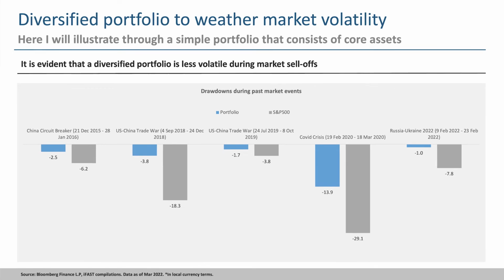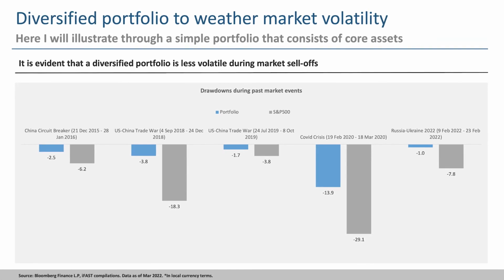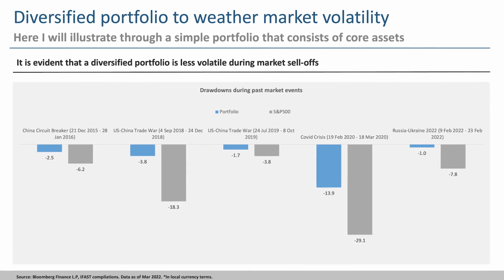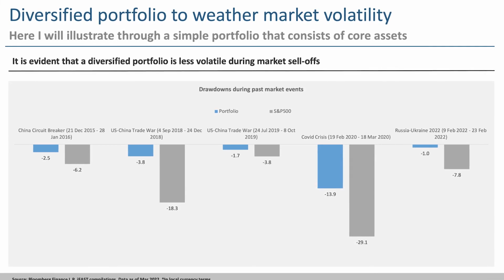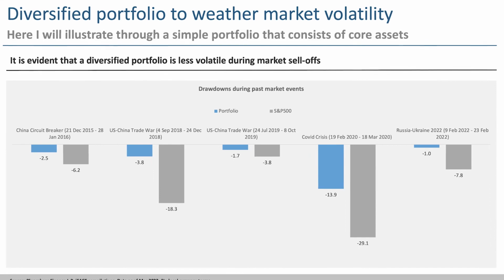It is evident that a diversified portfolio can weather through the market volatility better than a 100% US equity portfolio, as seen in the chart here, where the drawdown is much lower. That's all for strategy number 2, invest in a diversified portfolio.